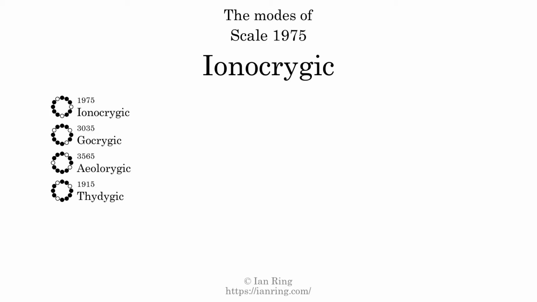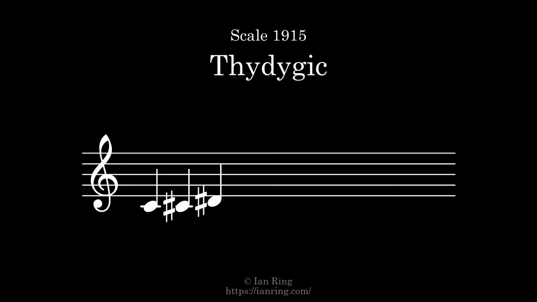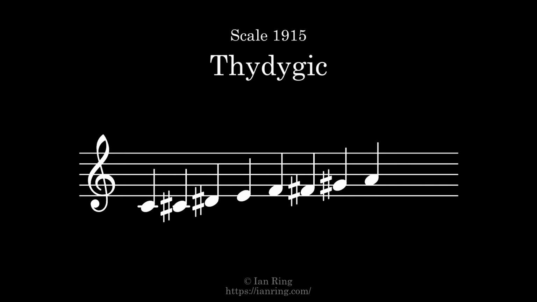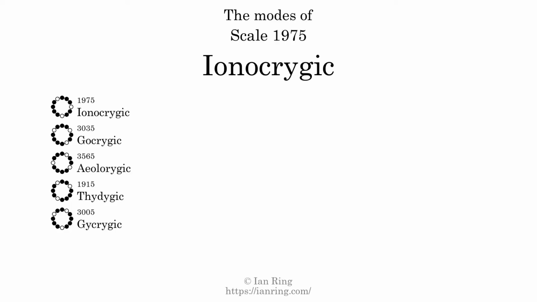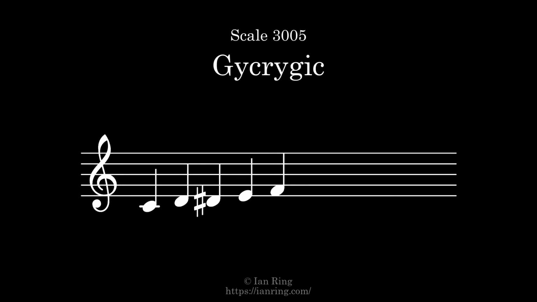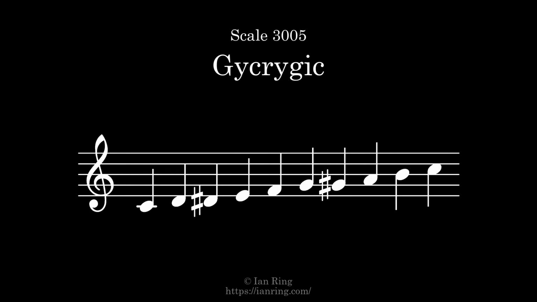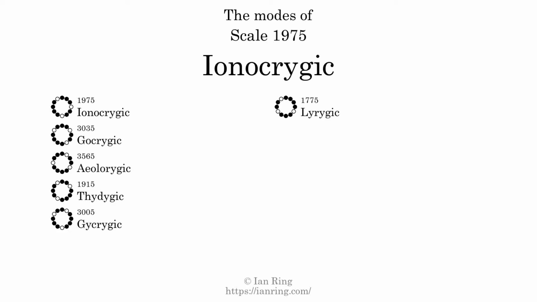The fourth mode is scale 1915, also known as Larigic. It sounds like this. The fifth mode is scale 3005, also known as Ionocrygic. It sounds like this. The sixth mode is scale 1775, also known as Larigic. It sounds like this.